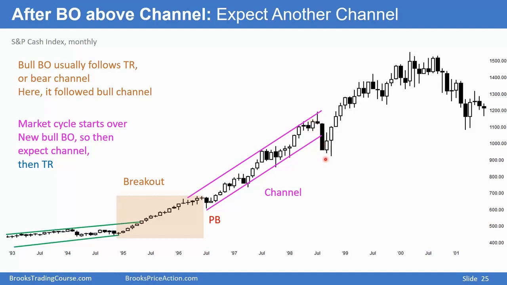We got a bear breakout below the bull channel, but look what happened. It reversed up strongly, and you could then draw a broader bull channel. New market cycle. Whenever you get a bull breakout, you've got to be thinking about a new market cycle. Breakout, and then channel, and then eventually a trading range.